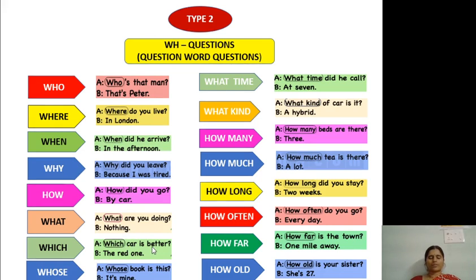Which car is better? The red one. When you have a choice, we use which. Whose book is this? It's mine. So the thing belongs to someone. What time did he call? So it refers to time, that is at 7. What kind of car is it? A hybrid. It refers to a kind. How many beds are there? So it refers to the count, 3. How much tea is there? So it refers to the quantity, a lot.